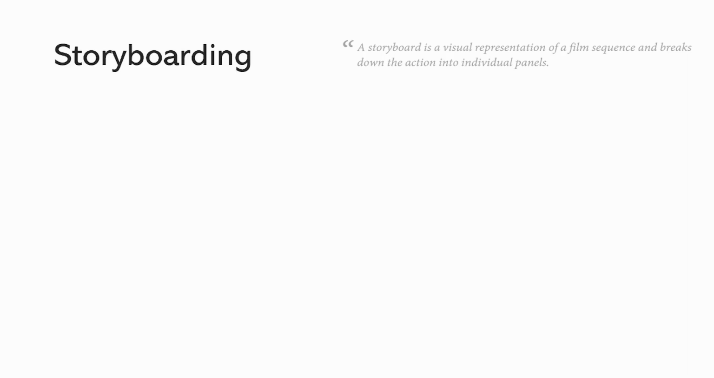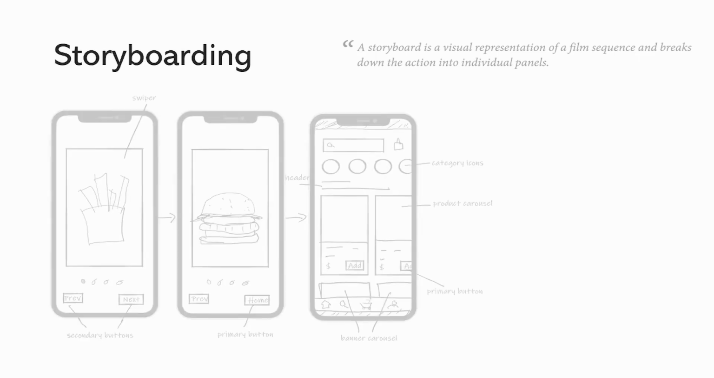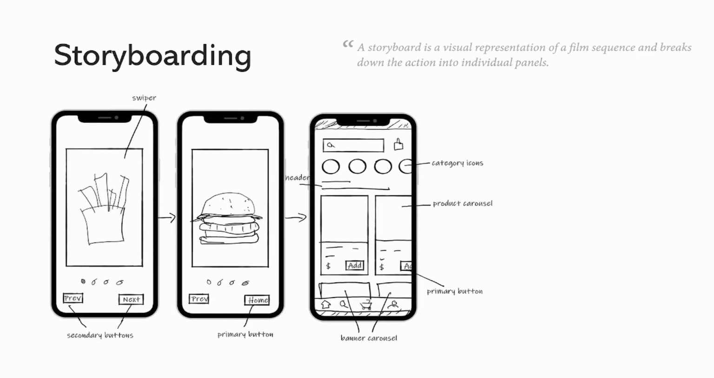By definition, a storyboard is a visual representation of a film sequence and breaks down the action into individual panels. It sketches out how a video will unfold shot by shot. This is not the typical storyboarding that is created by the design teams, though the idea is similar to that, as it is a very good way of looking at our app from a technical implementation point of view.